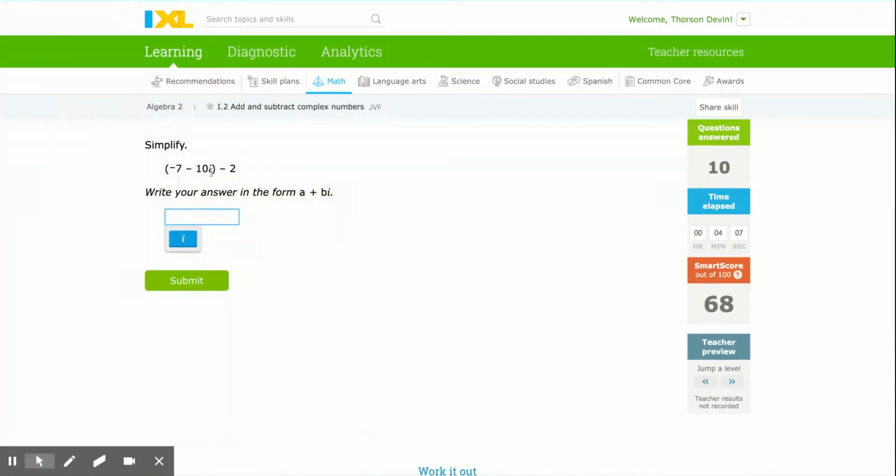There, we only have one imaginary part, negative 10i, so we'll leave that alone. But the negative 7 minus 2 more is a negative 9. Again, we always write the real part first, and then we write the minus 10i.